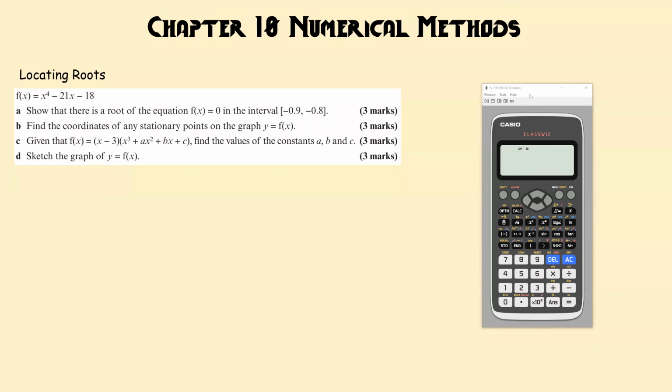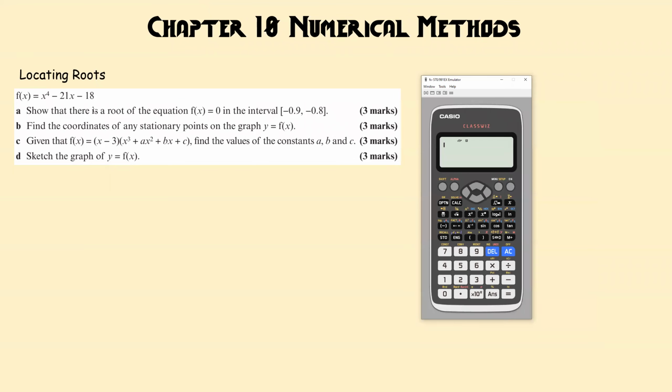So on my calculator, what I'm going to do is just basically code for this. I'm going to put in minus 0.9 first, just because it's the smaller number. And then I'll put in minus 0.8 just afterwards. So that's my first one set up. Then I'm just going to put Ans to the 4, minus 21 Ans, minus 18. And that'll just basically substitute that in. So that's f of minus 0.9.